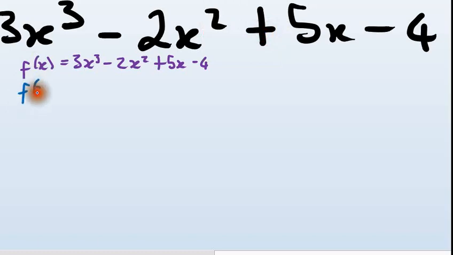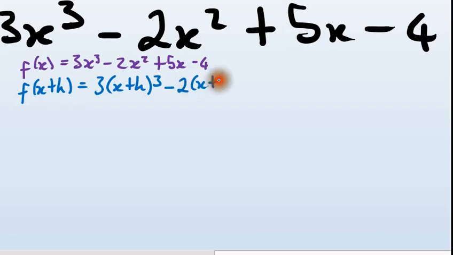f of x plus h will be equal to 3 times (x plus h) cubed minus 2 times (x plus h) squared plus 5 times (x plus h) minus 4. You see, I substituted my x plus h everywhere where there is x.